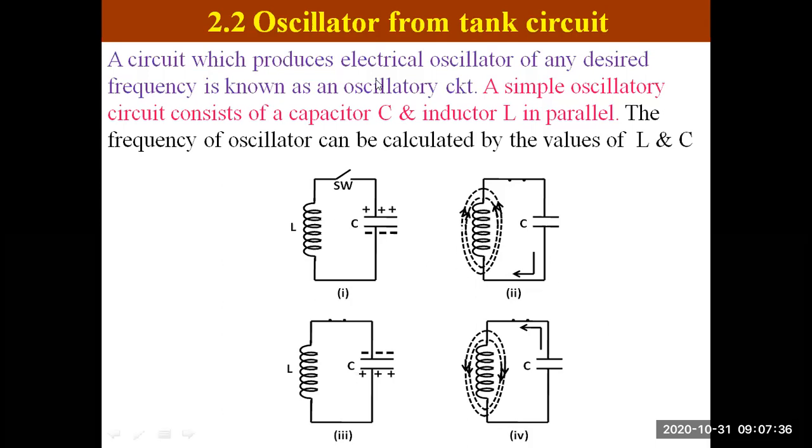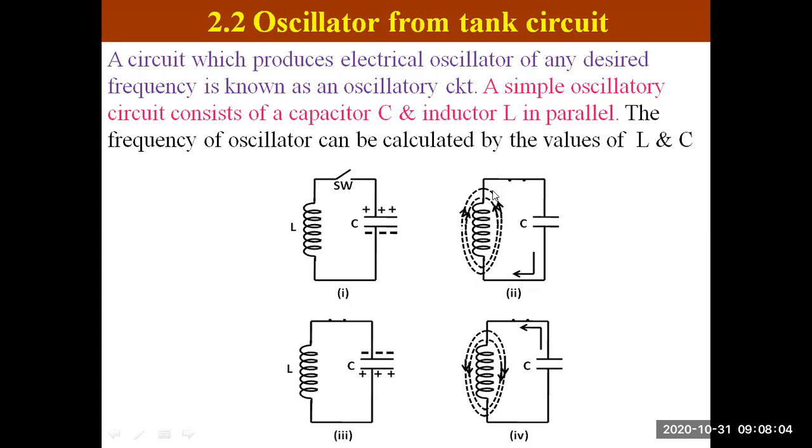Now, how can this circuit produce the oscillation? This is the first circuit, in which we can develop the charge on the capacitor by connecting this circuit to the power supply. That means connect this circuit to the power supply and develop the charge across this capacitor. That means electrostatic energy is developed across this capacitor.